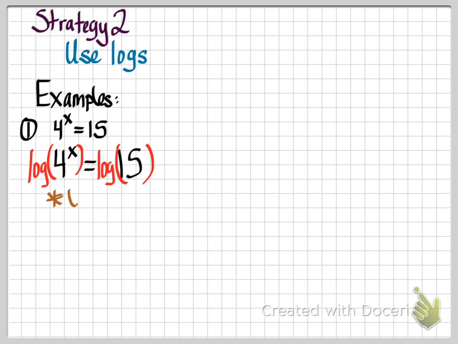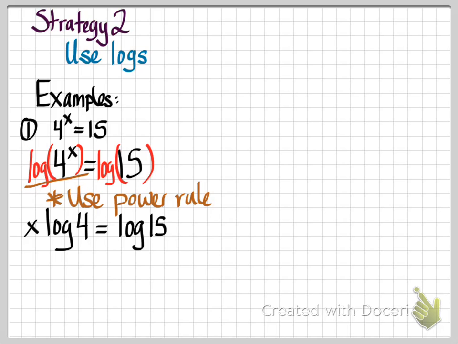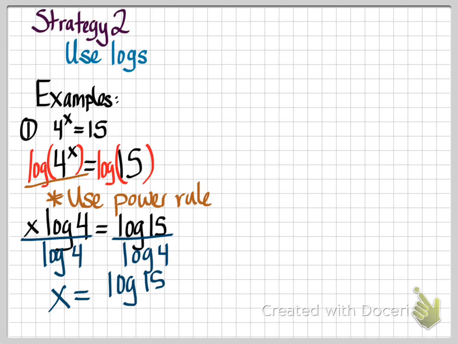The reason this is so nice is because now I can use the power rule. The power rule drops the x out in front on the left-hand side so that the x is no longer inside an exponent. That is why we use log, and we use the log on both sides of the equation. So now, be careful, we're using log base 10. I actually could use my calculator and figure out what log of 4 is and what log of 15 is, but I want to find the exact answer. So to solve for x, I simply divide both sides by log of 4, because the left side said x times log of 4.